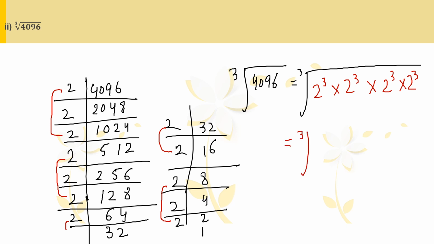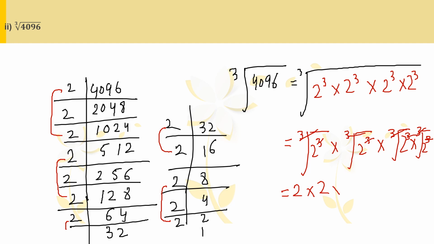And then I will get the cube root of 2 cube multiplied by the cube root of 2 cube multiplied by the cube root of 2 cube multiplied by the cube root of 2 cube. Now again the cube root cancels with the cube, and what I get is 2 multiplied by 2 multiplied by 2 multiplied by 2. Now 2 twos are 4, 4 twos are 8, 8 twos are 16. That means the cube root of 4096 is 16. That is, 16 multiplied 3 times with itself will give you 4096.